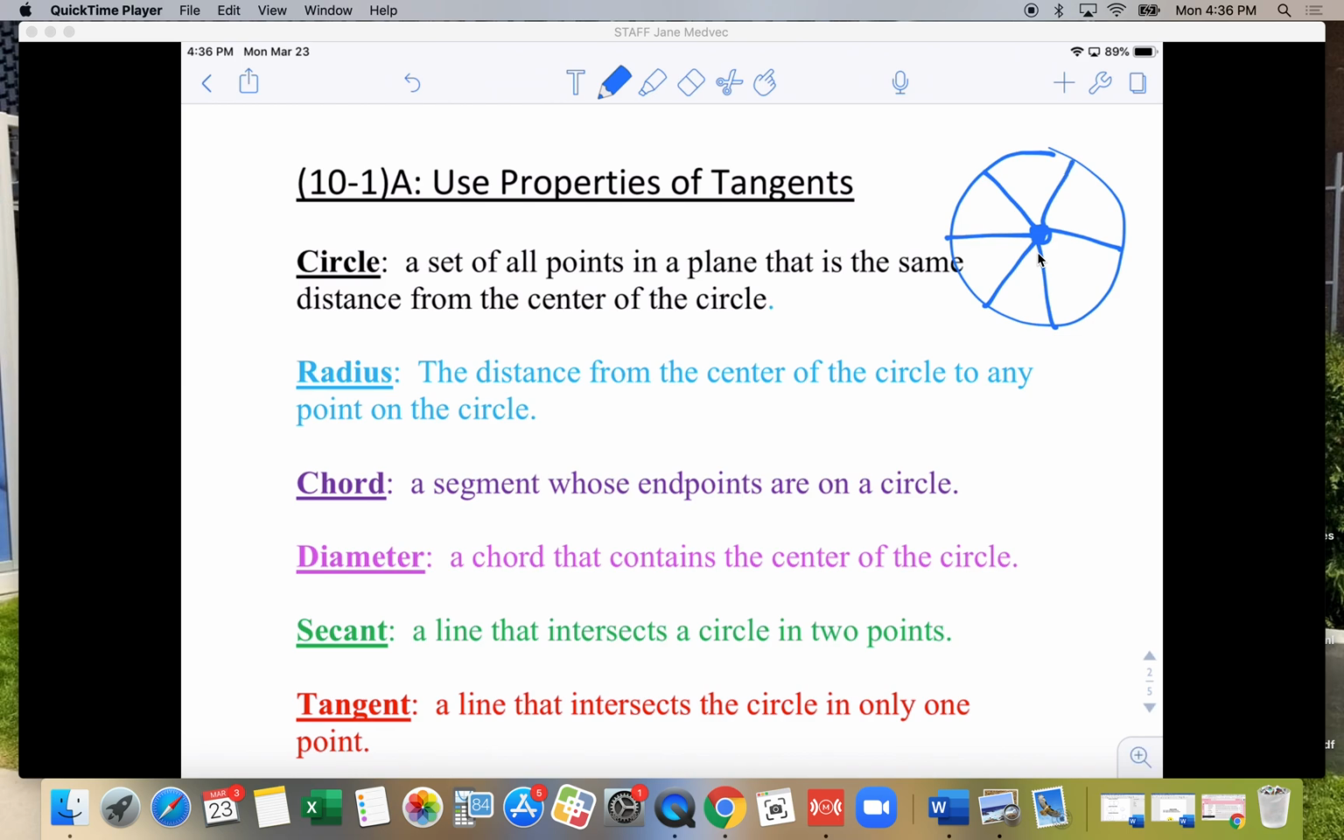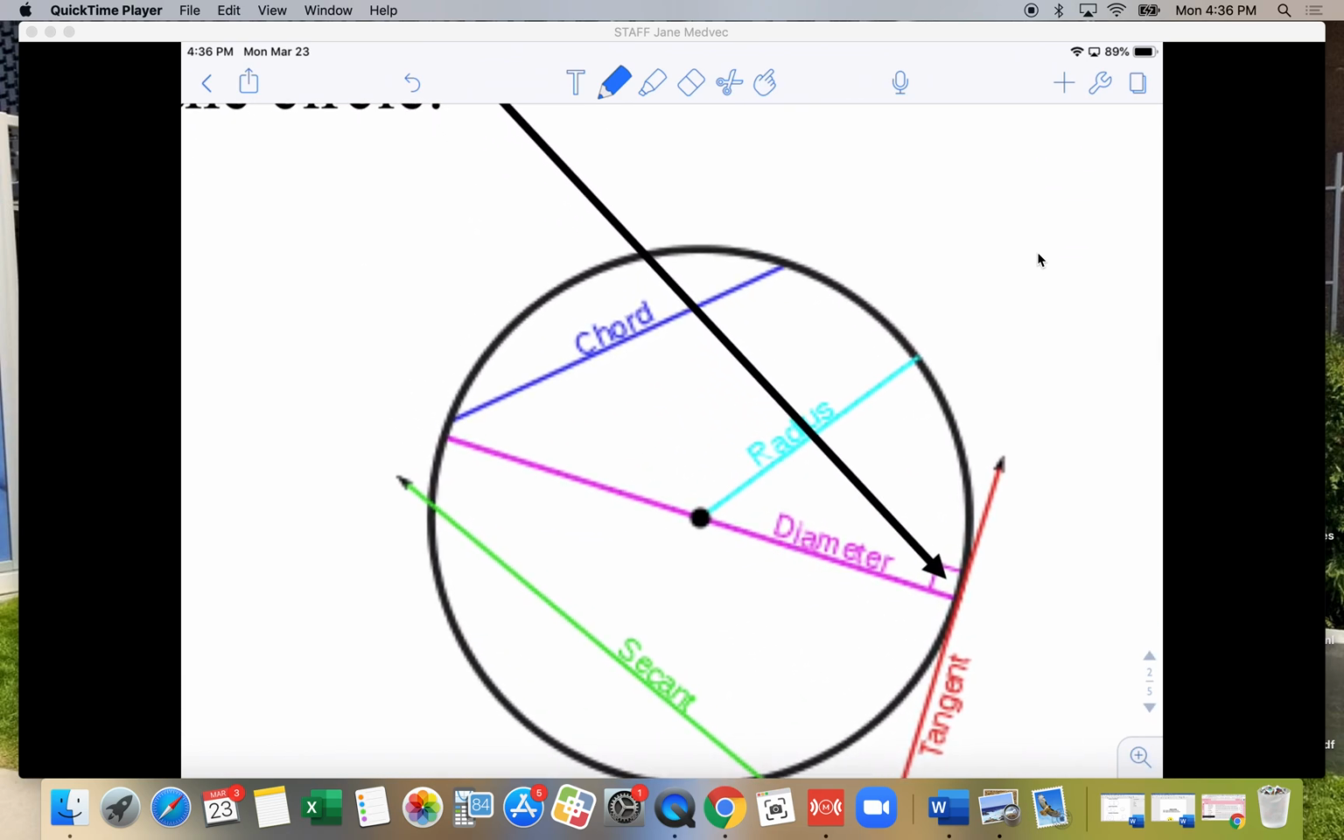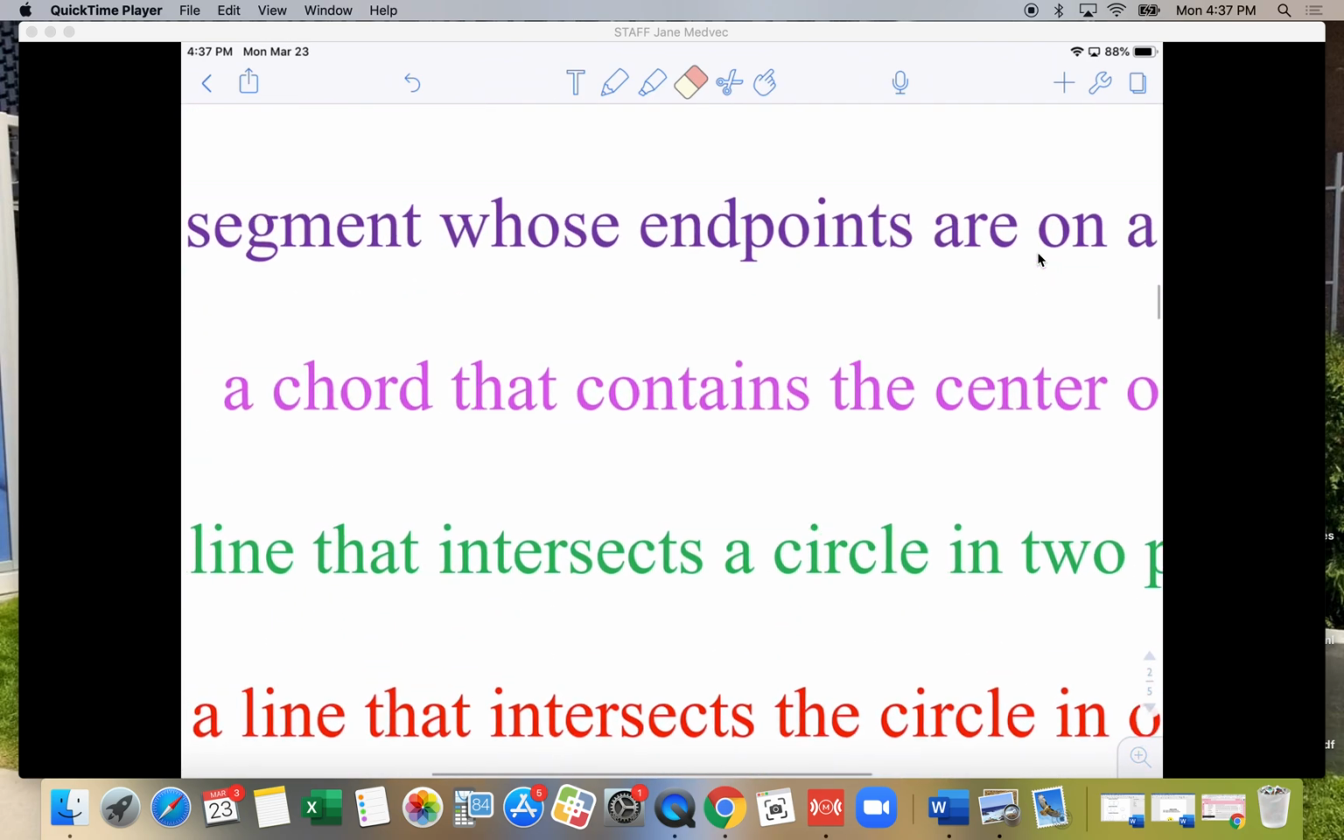The radius is the distance from the center of the circle to any point on the circle. If you take a look down at this picture, you're going to notice that the radius is outlined here. It's from the center to the outside. There are several radii going all the way around the circle. The one that's highlighted in this picture is just one, and it's in the light blue.